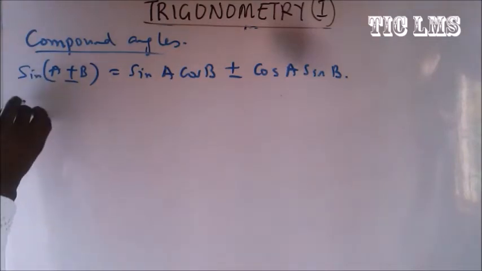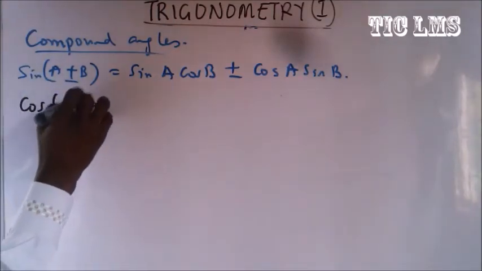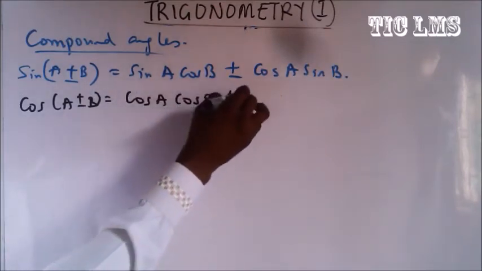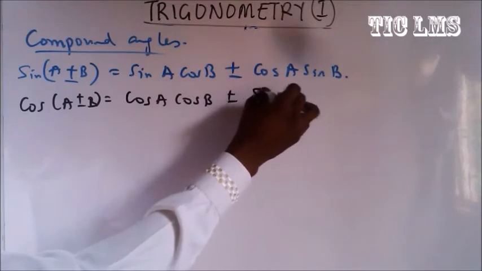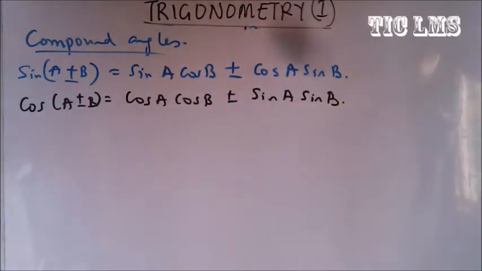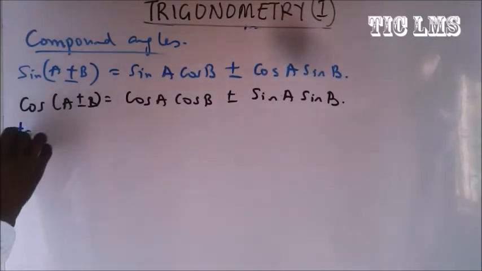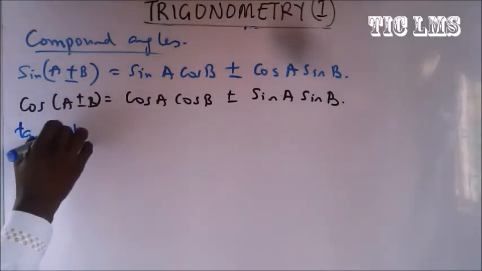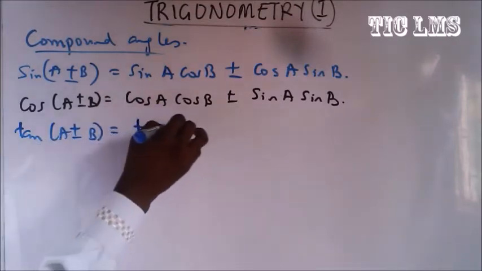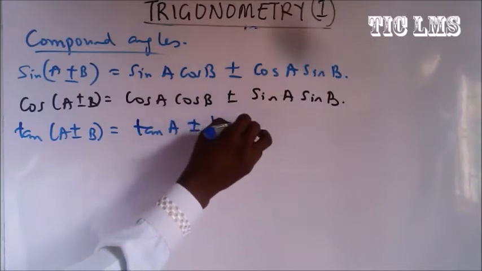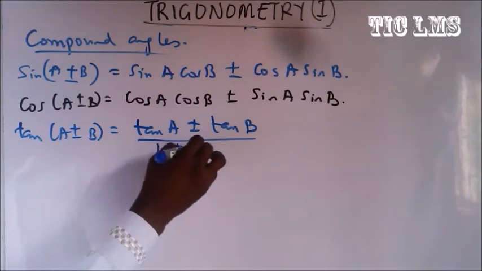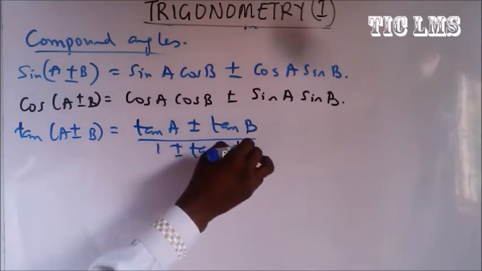Next, we have that cos(A ± B) equals cos A cos B ∓ sin A sin B. Alright, next we have that tan(A ± B) equals (tan A ± tan B) over (1 ∓ tan A tan B).